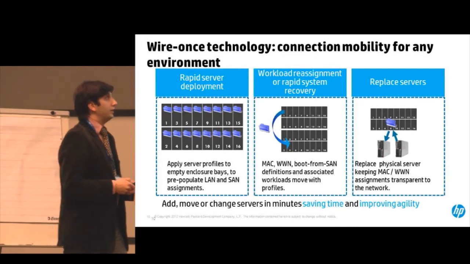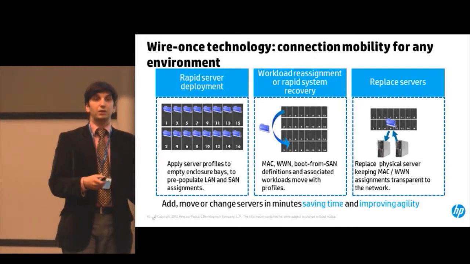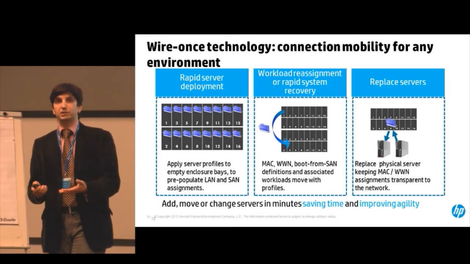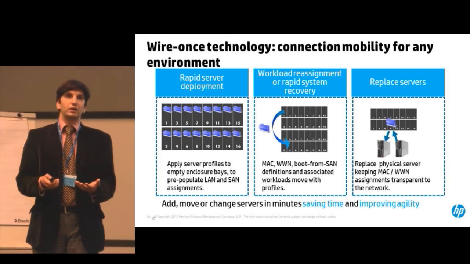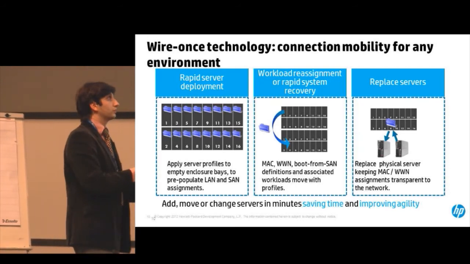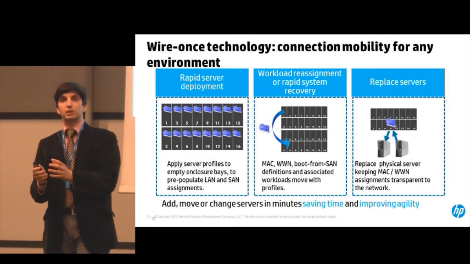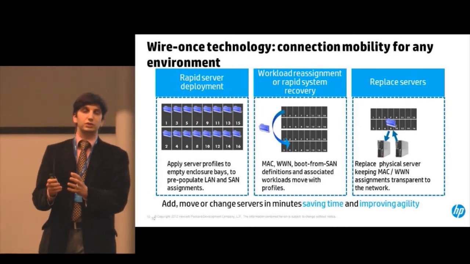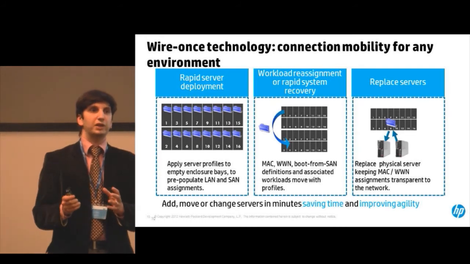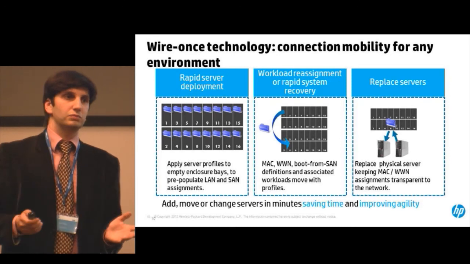And the third thing you can do: hardware is hardware. It breaks from time to time. So when you have to replace the failed server, all your connection parameters are stored separately. So again, the external networks don't have any idea that you have replaced the failed server with a new one, because all the connectivity just remains the same.